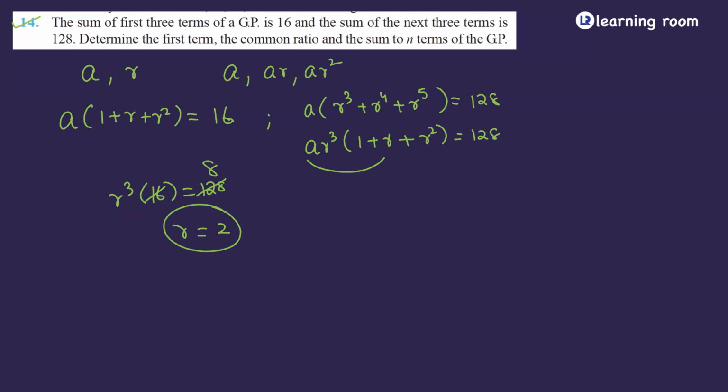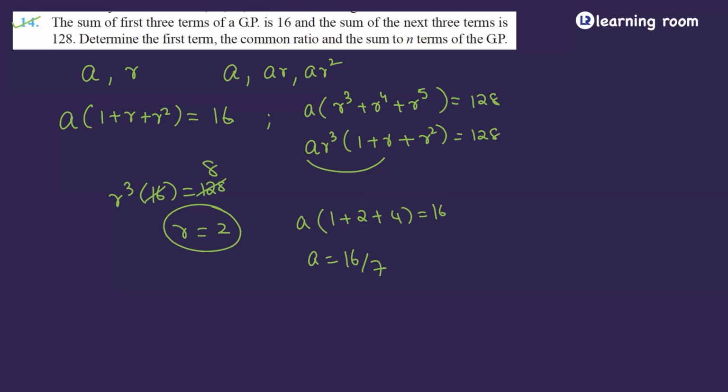They asked us to find the common ratio. Common ratio is 2. So, once you get this 2, substitute this here, then what will you get? A into 1 plus 2 plus 4 is equal to 16. So, 4 plus 2 plus 1 is 7. So, A is equal to 16 by 7.